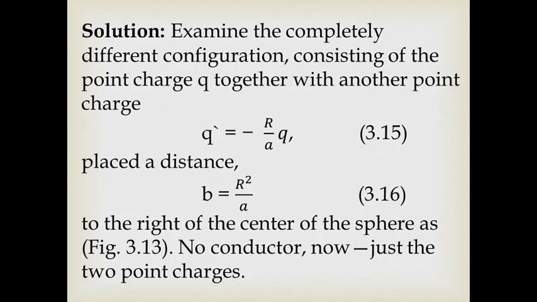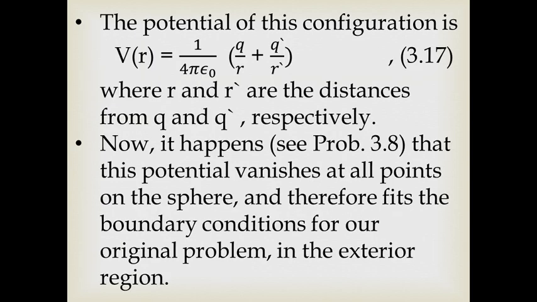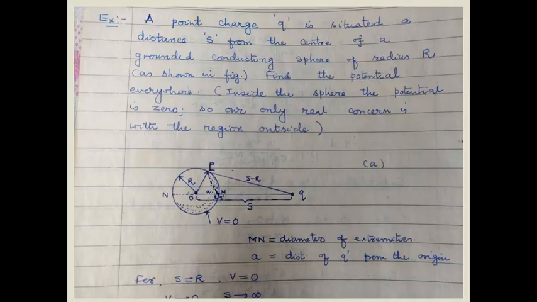Now the question is this: you might be thinking about equations 3.15 and 3.16, how I could find out that the image charge magnitude should be equal to R upon a into q and it should be kept at a distance b equal to R square upon a. This we can actually calculate by another problem, and that I will be discussing here. Here you can see that the same thing is there, but I am changing the notation. So please tolerate me with this one.